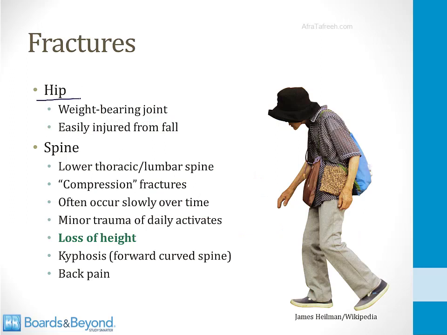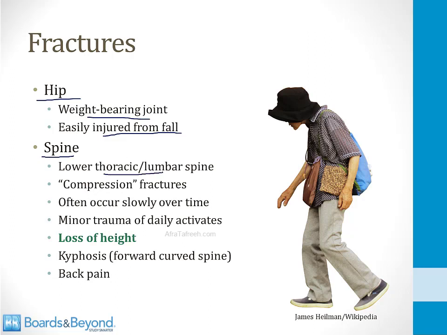The first is the hip. So the hip is a weight-bearing joint, and as I told you earlier, it has lots of trabeculated bone in it that can become thin in osteoporosis, and the hip is easily injured from a fall. So hip fractures are a common problem in elderly patients with osteoporosis. If you go into orthopedic surgery, you will see lots and lots of hip fractures among patients who have osteoporosis. The spine is another classic location for a fracture in osteoporosis, especially the lower thoracic and lumbar spine.